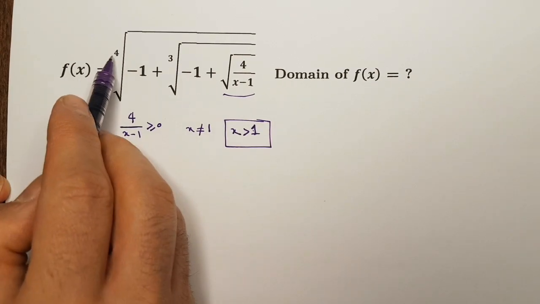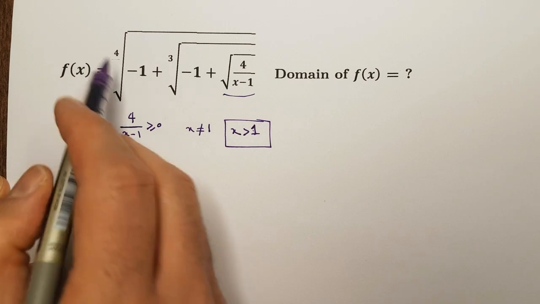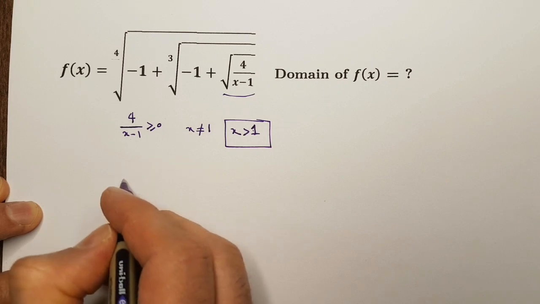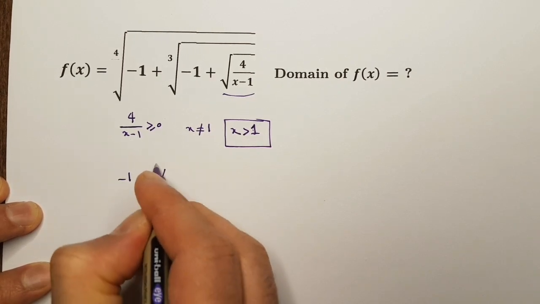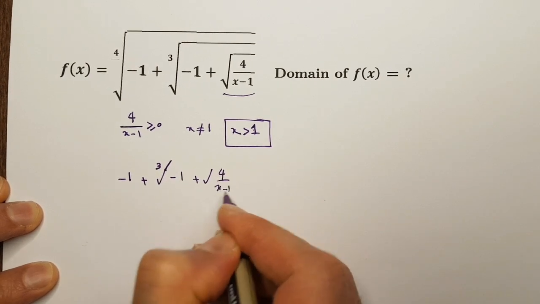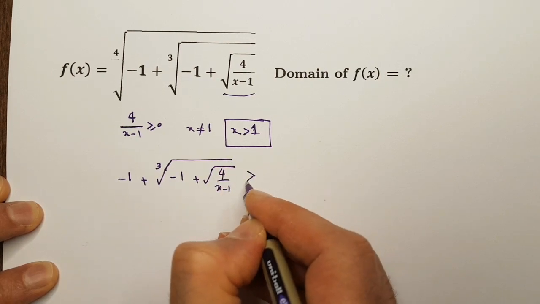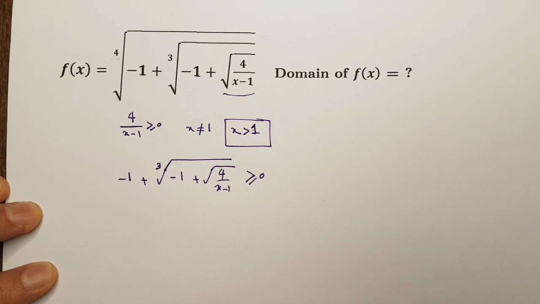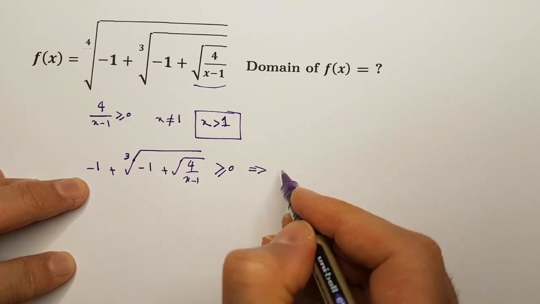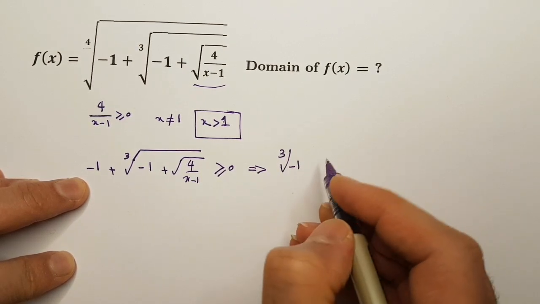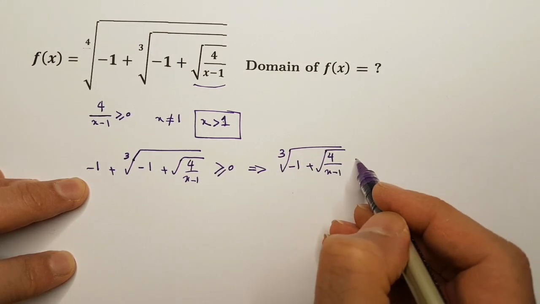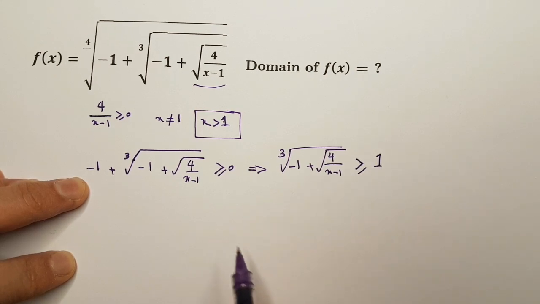So next, let's consider the fourth root. So in order for this to have meaning, basically minus 1 plus cube root of minus 1 plus the square root of 4 over x minus 1 should be more than or equal to 0. If we take minus 1 to the other side of this inequality, we'll have cube root of minus 1 plus 4 over x minus 1, square root of that should be more than or equal to 1.